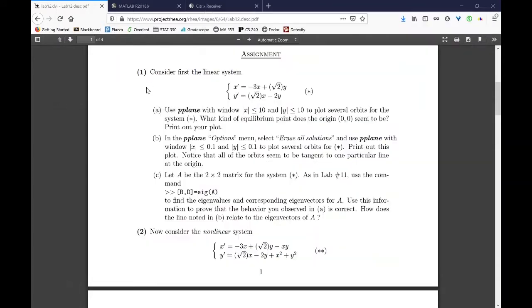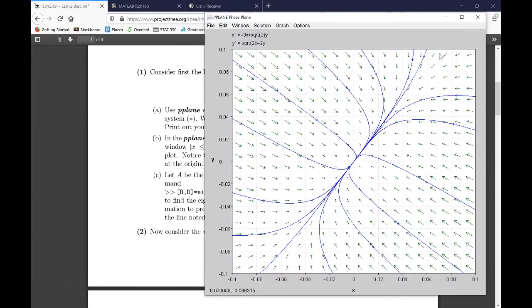Now, for part B, notice that all of the orbits seem to be tangent to one particular line at the origin. Okay, so yes, we can see that if we plot it somewhere around here, maybe like 0.7-ish, we can see that all our solutions would be tangent to this line.